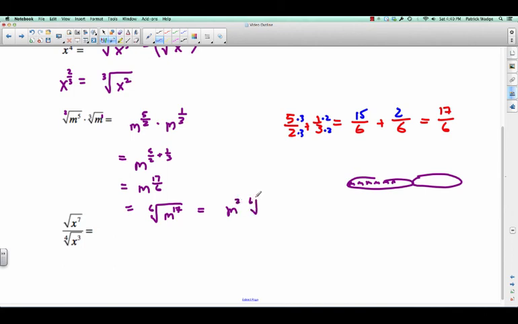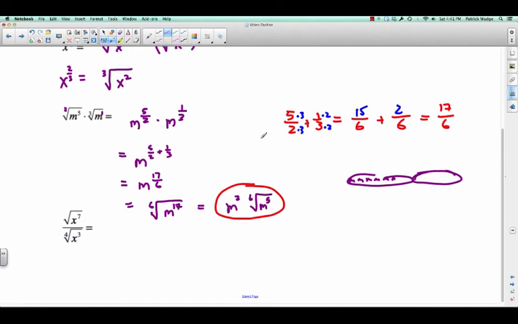Then you'd have the 6th root of, how many m's are left over? If you have 6 here, another 6, and there were 17 total, you'd have 5 left over. So this is your final answer. That's a difficult question. But if I remember correctly, we did have some questions like that last year.